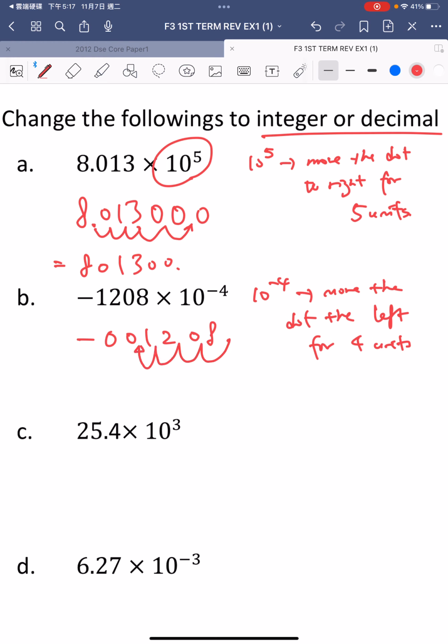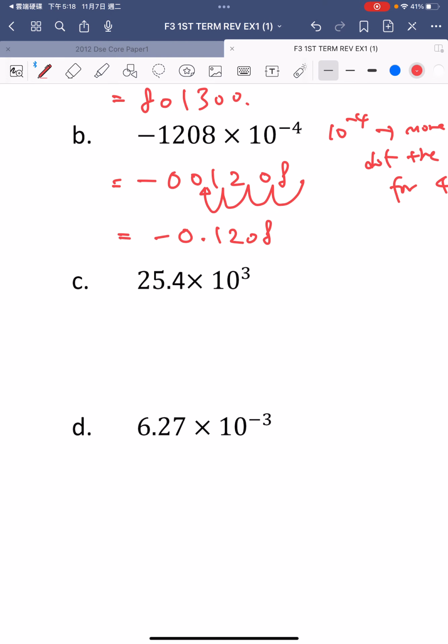So the dot is actually moving to the left part. So now we have negative 0.1208. That's for question B. And now we try to do question 3.